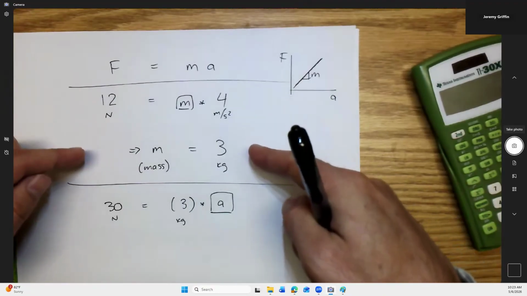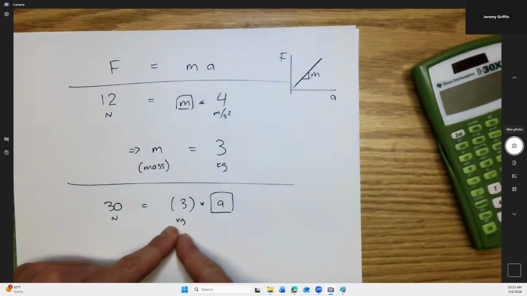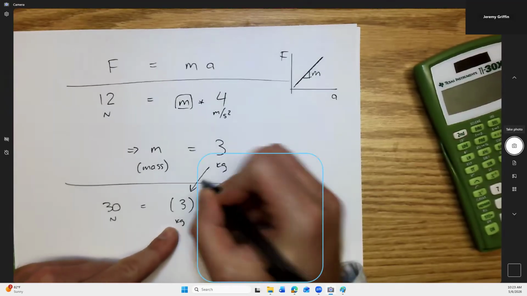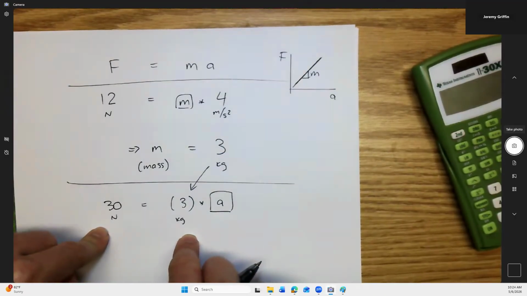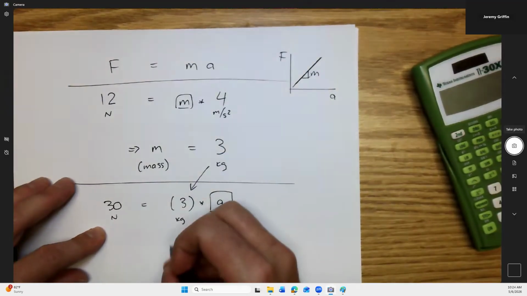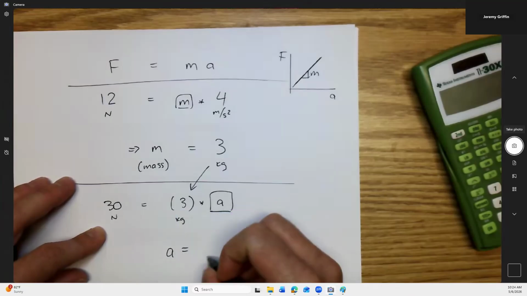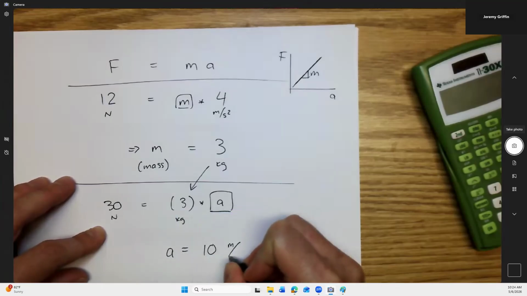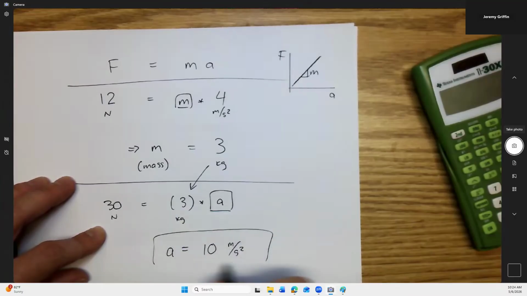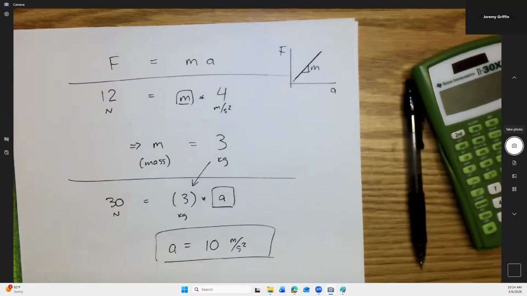So now what we're going to do is take the same object, same mass. This goes right there. And I'm going to up the force all the way to 30 newtons. Guys, what is the resulting acceleration? 10. Yeah. And the unit happens to be meters per second squared, but the numerical value is 10. You guys can do direct relationship?